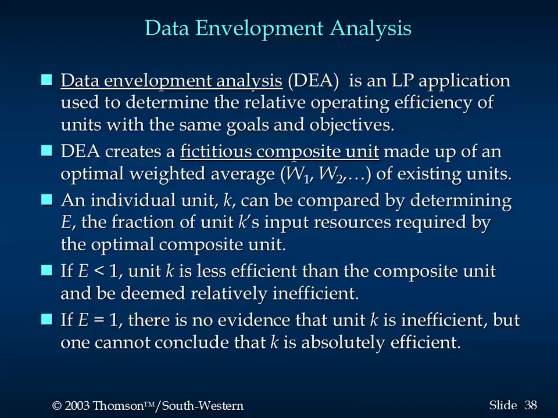That's the idea here. So an individual unit can be compared by determining E, the fraction of the unit's input required to produce the same amount of output. If E is less than 1, then K is less efficient than the composite and is therefore inefficient. If E is equal to 1, we cannot really conclude that they're efficient, but at least they don't seem to be inefficient. Basically, this is what is called input-oriented efficiency. We're looking at what fraction of inputs are required to produce at least as much output.